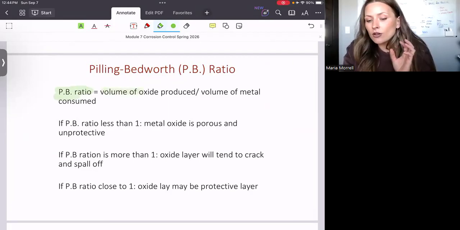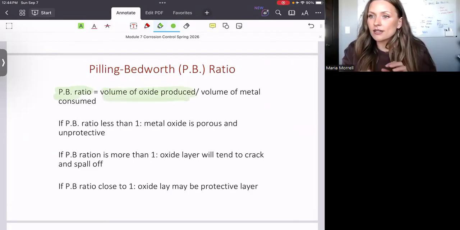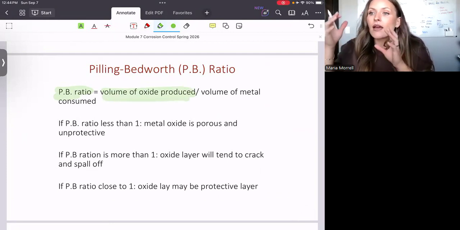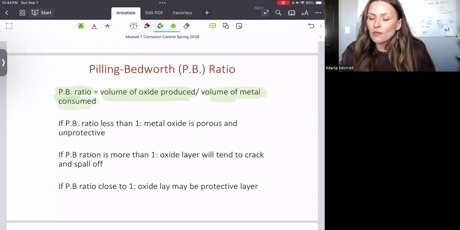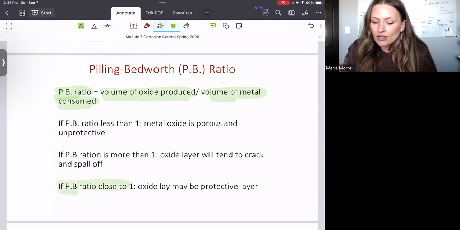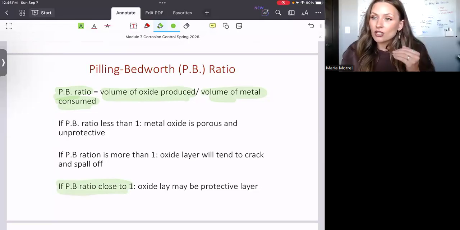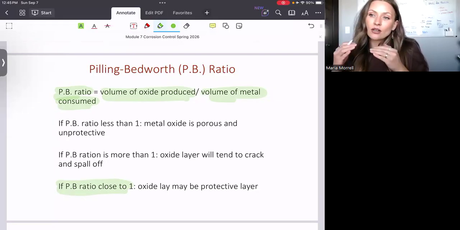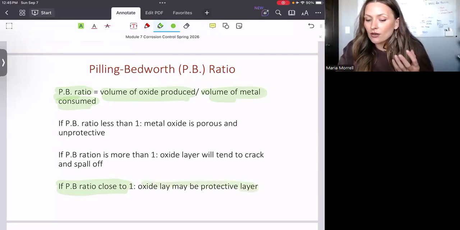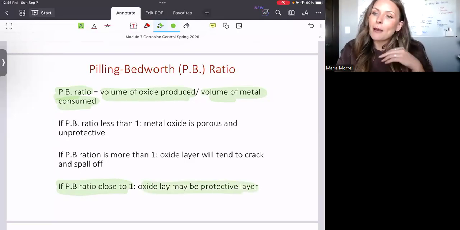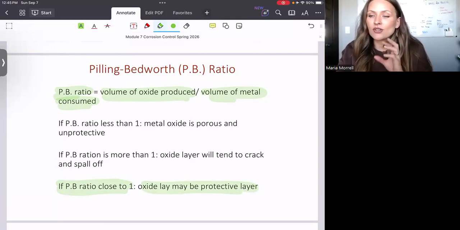This is basically the volume of oxide produced, your metal oxide that is produced, divided by the volume of metal that has been consumed. And ideally, you want that ratio to be as close as possible to 1, because that means whatever volume of metal I consumed, almost the exact same amount of metal oxide has been produced on the film. In that particular scenario, the oxide may be protective, because there are other parameters that you have to consider that I'm about to disclose.